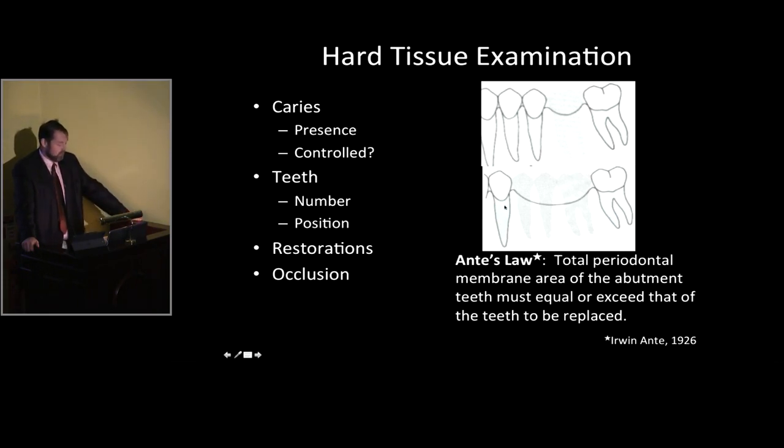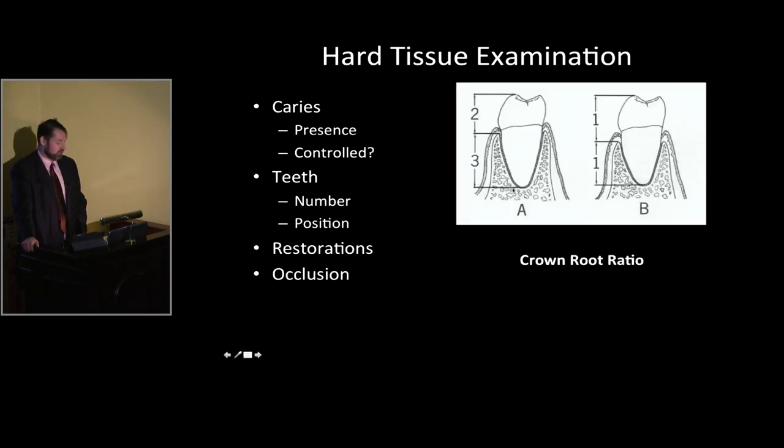You should be familiar with the concept of Ante's law. Although not a law, it's been a guide that has served our profession well over the last almost 100 years. The position of teeth is important too, as is the crown-root ratio. Is this tooth a better abutment because of how much of the crown is above the level of the alveolar bone?